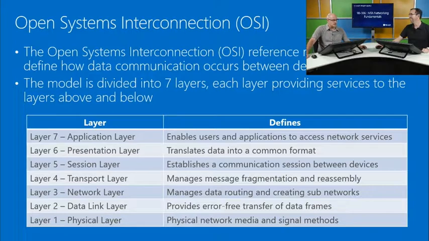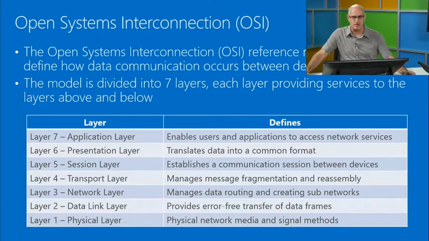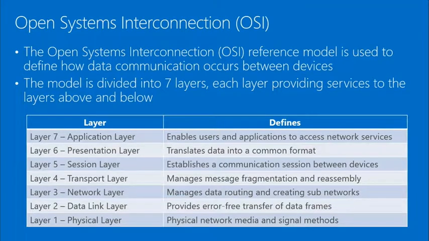Layer 4, transport layer, manages message fragmentation and reassembly. Layer 3, network layer, manages data routing and creating subnetworks. We've talked a little bit about subnetworks when we talked about LANs. Layer 2, data link layer, provides error-free transfer of data frames. And then finally, layer 1, physical layer, physical network media and signal strengths. Now, this model may seem kind of daunting, but again, this is the model that enables network communication. And people are always asking, how am I going to remember this model?